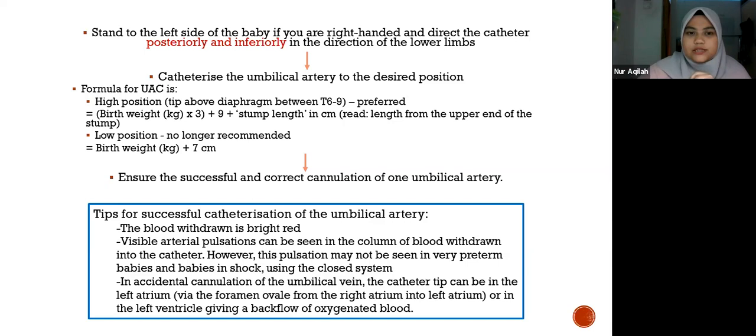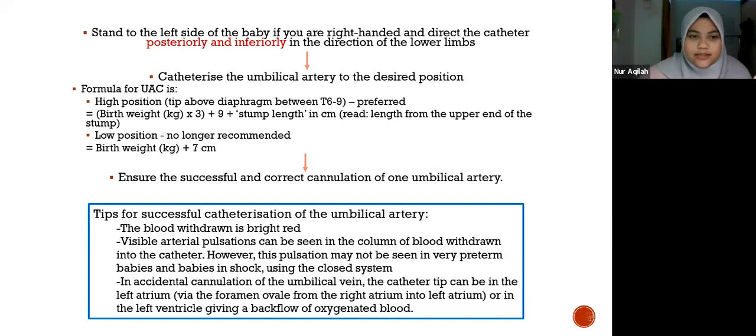So there is a formula for how deep we should insert the umbilical artery catheter. There are two formulas. The much preferred is the high position formula, in which the tip will be located above the diaphragm between T6 and T9. Meanwhile, the low position is no longer recommended right now. It is mentioned that the high position of UAC is associated with a lower risk of complications.